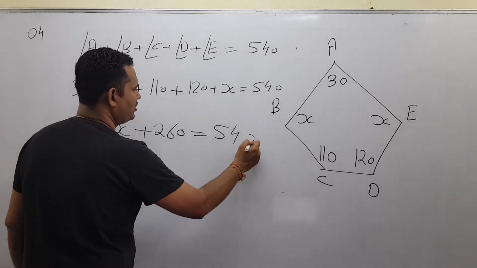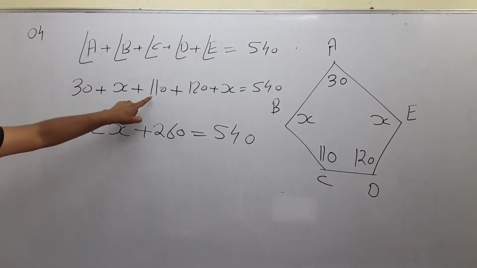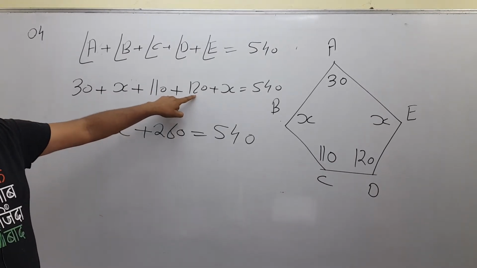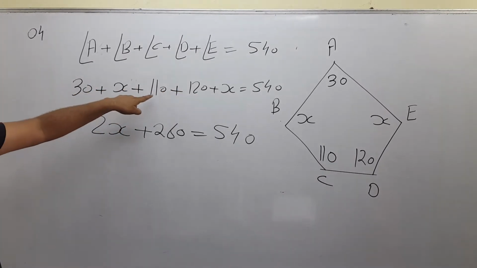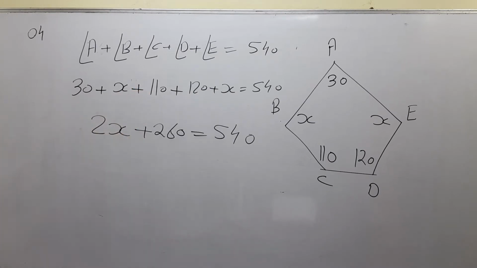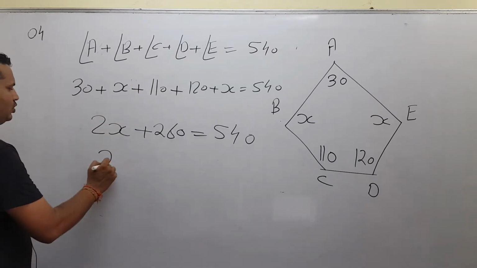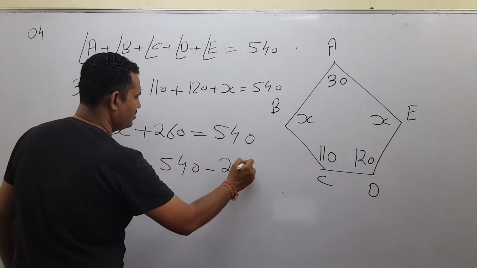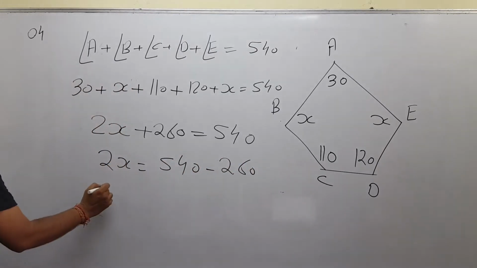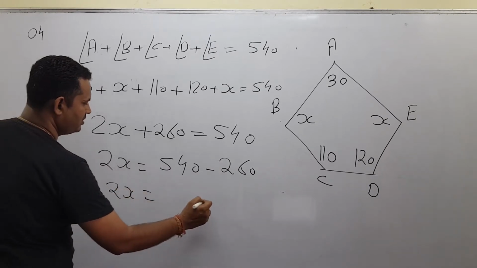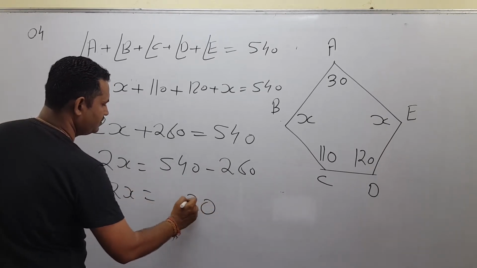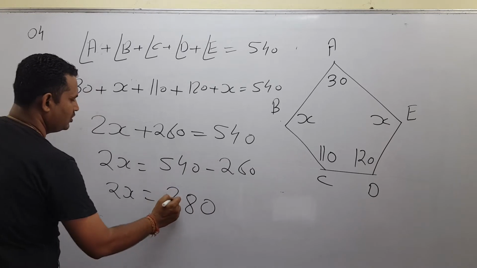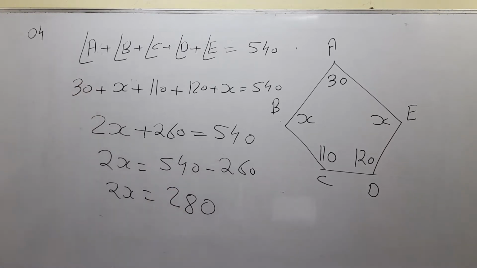इज इक्वल टू 540. ये तो आप सॉल्व कर लेंगे ना भाई. ये 100 को ऐड कर लेना, ये 100 120 को ऐड कर लेना, ये 30 को ऐड कर लेना. इट इज 110. ऐड इट है ना. 2x इज इक्वल टू 540 माइनस 260. जल्दी से 540 में से 260 माइनस करो. 0 में से 0 जाएगा तो 0. 280. 2x इज इक्वल टू 280.